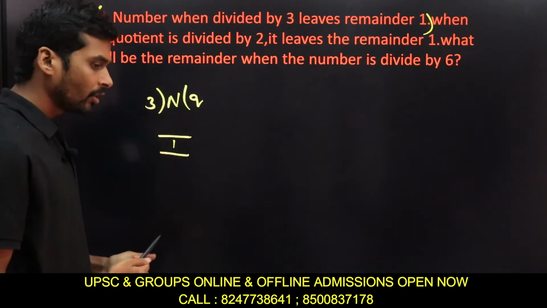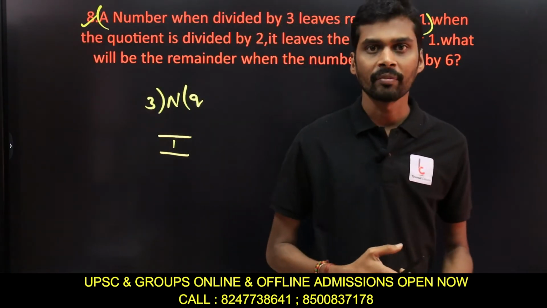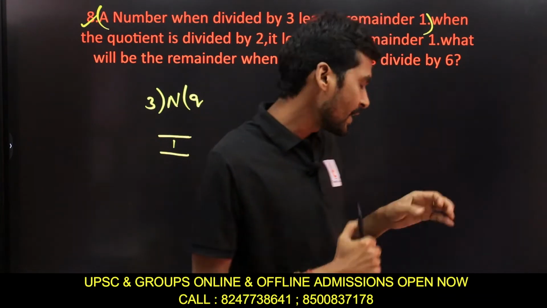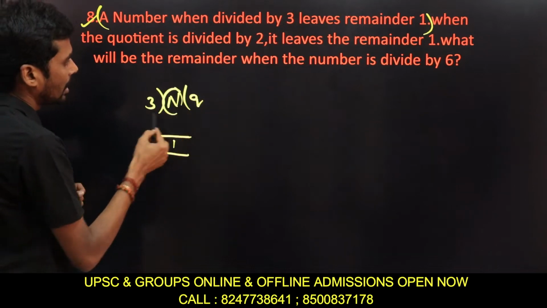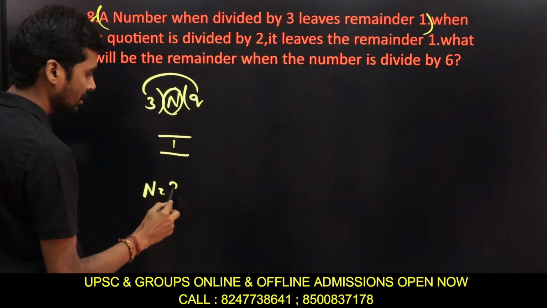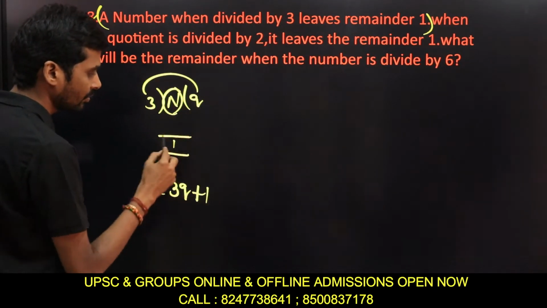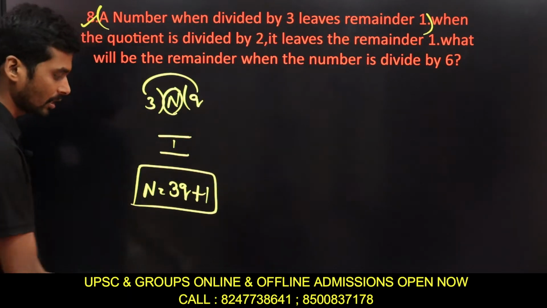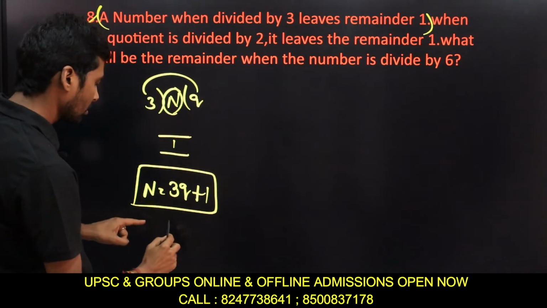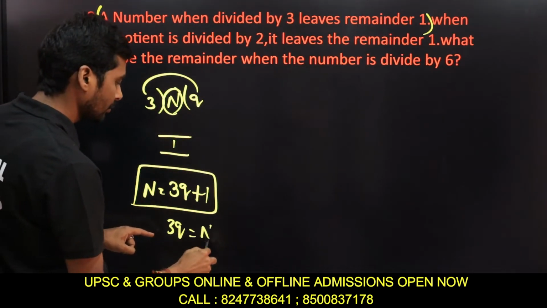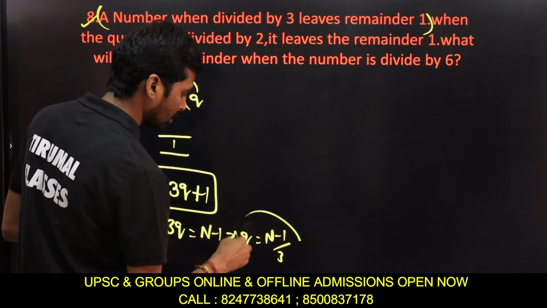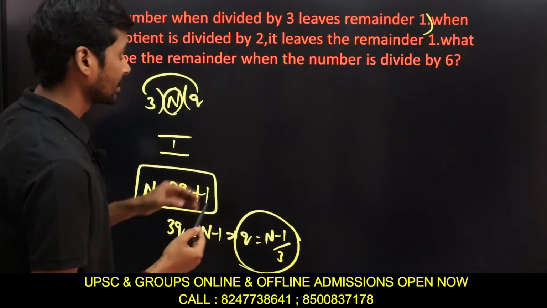For any problem related to the remainders concept, just remember the basic formula. The basic remainder concept is N, that is dividend, is equal to divisor into quotient plus remainder, that is 3q plus remainder. What is the remainder? 1. So N = 3q + 1. From this we can say 3q = N - 1, and q = (N - 1)/3. Right.